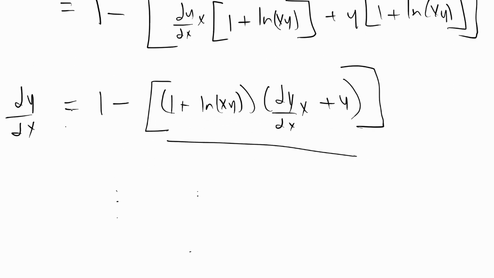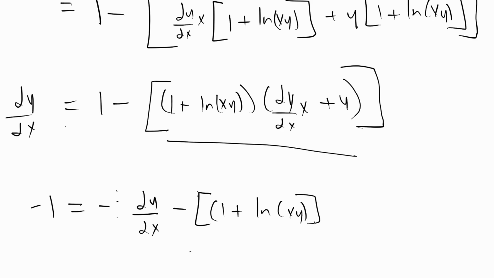We need to say that 1 is equal to some expression. So let's shift the 1 and dy by dx. So this essentially becomes -1 is equal to negative dy by dx minus, in the big bracket, we can say, actually we don't even need a big bracket, actually let's use a big bracket, 1 plus ln xy, times dy by dx of x plus y. This thing for the whole thing.